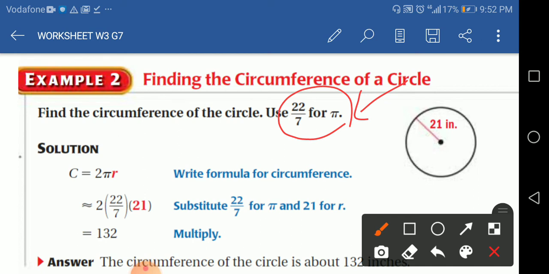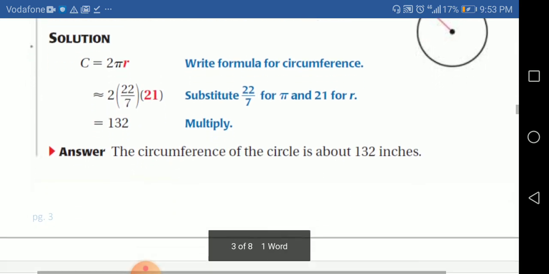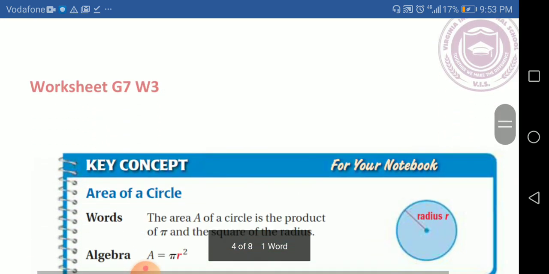So the circumference equals 2 pi r. Why did you use 2 pi r, not pi d? Because it's given here just the radius. So I'm going to say 2 times 22/7 times 21. Why? Because we can simplify: 21 divided by 7 is 3, and 7 divided by 7 is 1. So this is easier. 2 times 22 times 3 gives you 132. The circumference is about 132 inches.